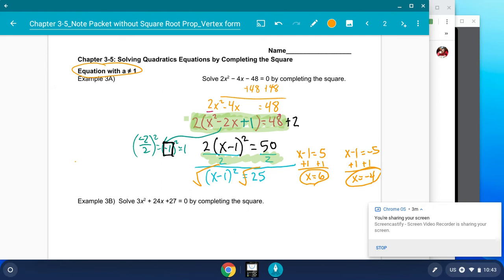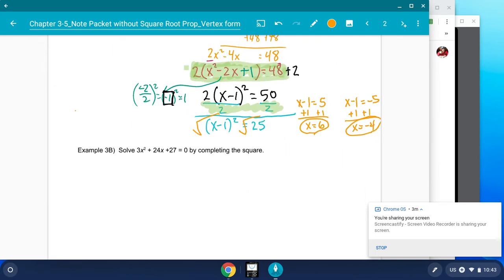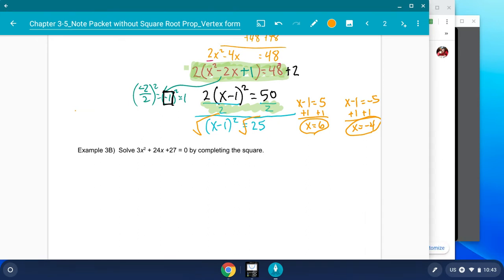So maybe you guys could try to pause the video, see if you want to give this second one a shot by yourself, and then you can come back and check the video once you're done.